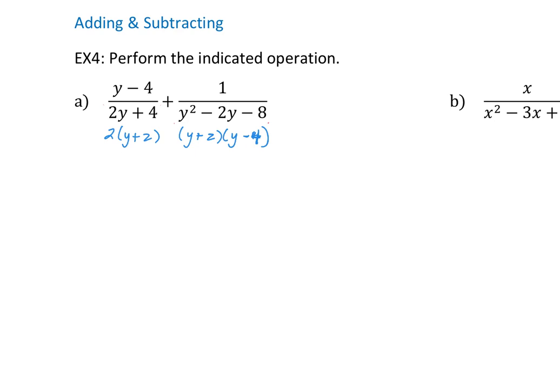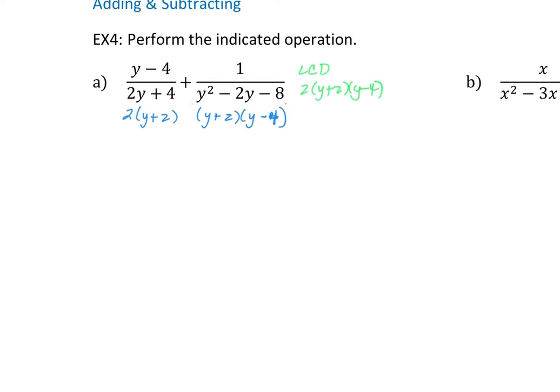All right, so if I want to build these fractions up so they have the same denominator, they both have a y plus 2. But the first one is missing the y minus 4, and the second one is missing the 2. So the least common denominator in this case is going to be 2 times y plus 2 times y minus 4. That's the smallest denominator I can use. So I'm going to take the first expression and multiply top and bottom by what's missing, which is y minus 4.